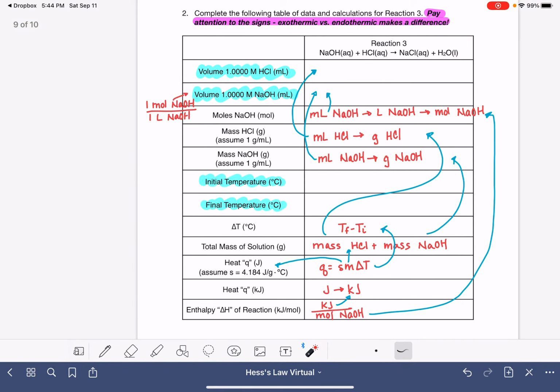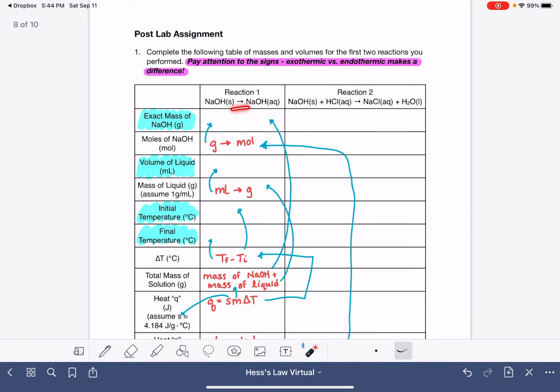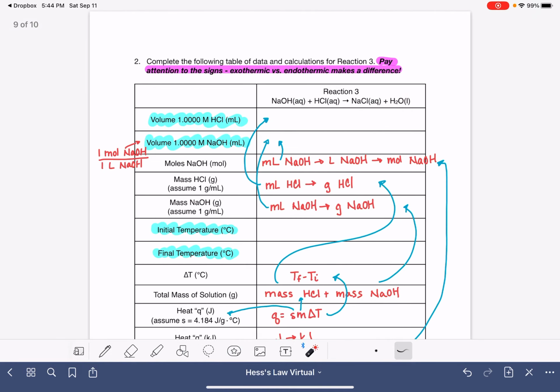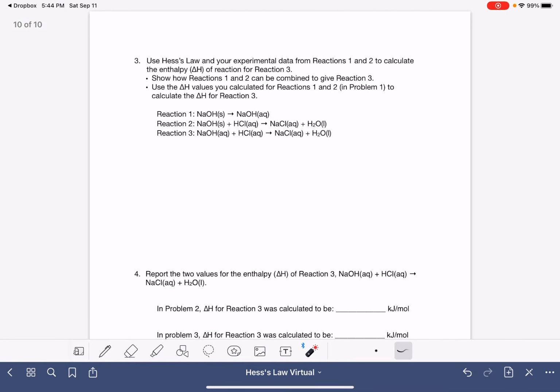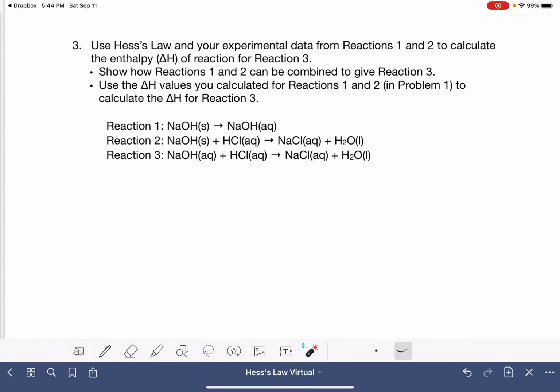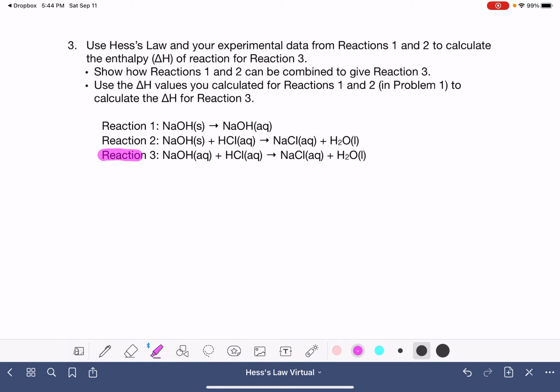What we're going to do next is see if we can use the data from reactions 1 and 2 to come up with another value, or hopefully the same value, of delta H. So to help us with that, the first thing that we're looking at here are the 3 balanced equations for the 3 reactions that you performed in this experiment. Remember, our goal is reaction number 3. So this is like our goal or our target equation.